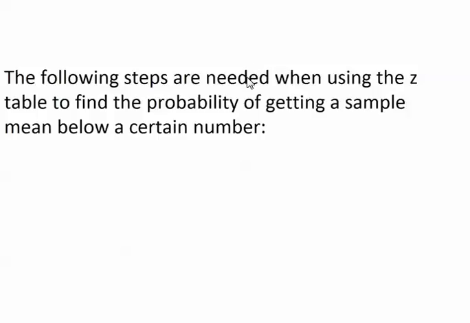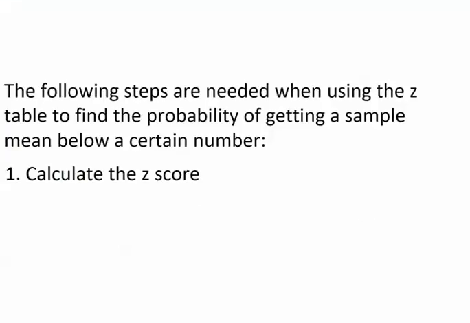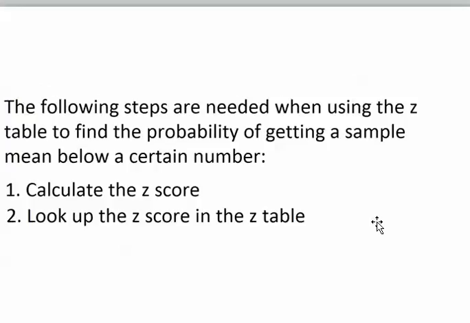So let's look over the steps that are needed to use a z-score to find the probability of getting a sample mean below a certain number. There's actually only two steps that you need to follow. First, you need to calculate the z-score of the sample, which I showed you how to do earlier. And then you go to a table called the z-table, and you look up the z-score in the z-table. Once you look up the z-score, you get the answer that you're looking for. You get the probability.